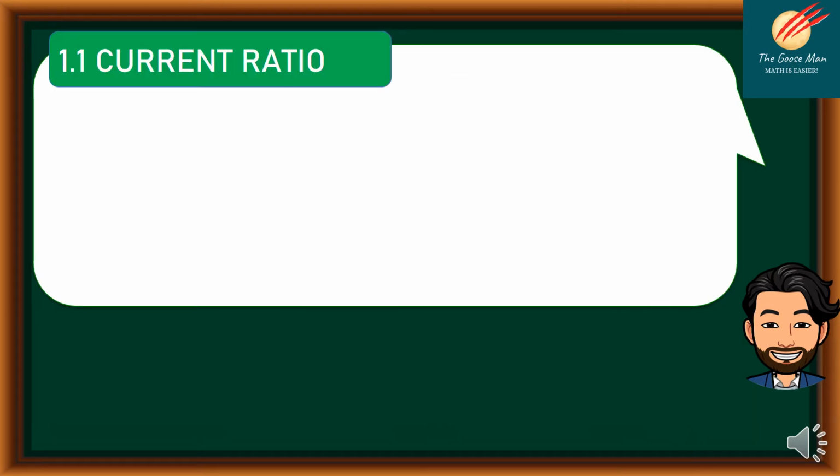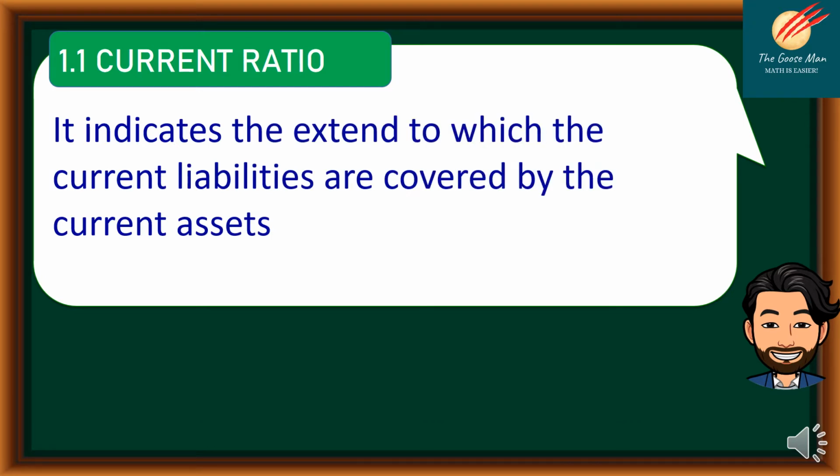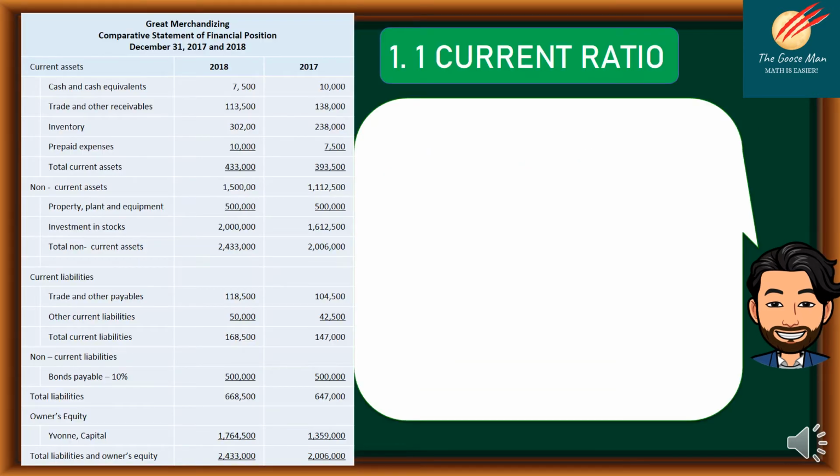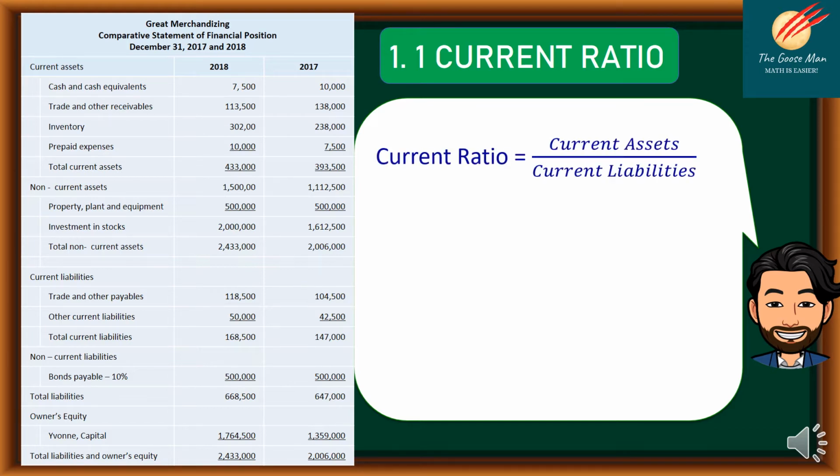Let's start with the current ratio. It indicates the extent to which the current liabilities are covered by the current assets. So again, we will use the Great Merchandising Comparative Statement of Financial Position as of December 31, 2017 and 2018. So for our formula for the current ratio, this is equal to current assets divided by the current liabilities.